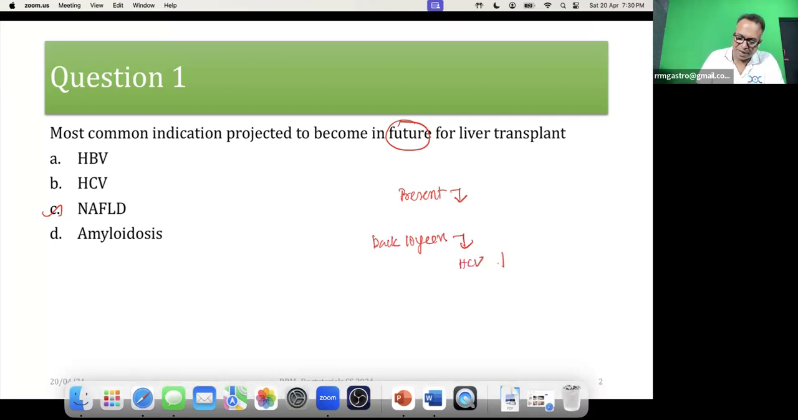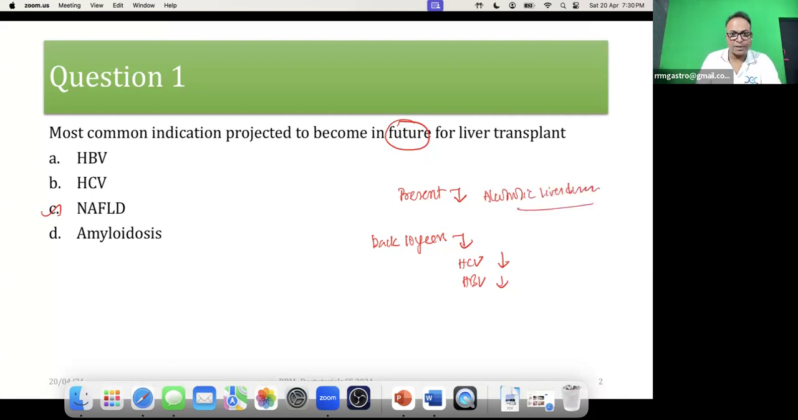Now, hepatitis C virus and B virus both have gone down because of the excellent drugs available, like lamivudine, many drugs, and protease inhibitors. Therefore, this incidence has come down. And the present common indication of liver transplant is alcoholic liver disease. Don't forget this point. Very basic question. So alcoholic liver disease is the answer for present day.